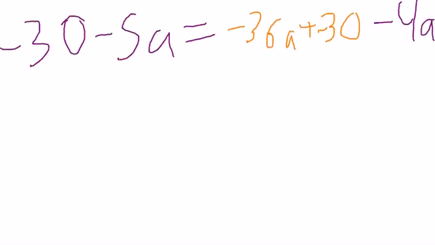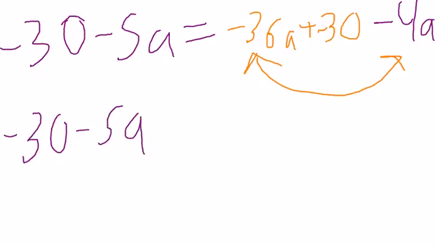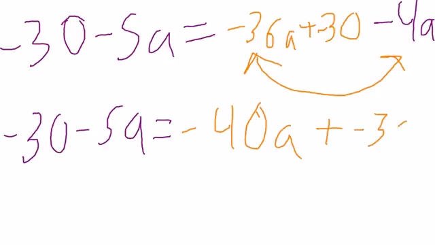Okay, so now that we did that, we need to isolate the variable. The first way to do this is to combine these two on this side. So if you do that, you'll get negative 30 minus 5a equals negative 40a plus negative 30. And now's where the fun comes in.